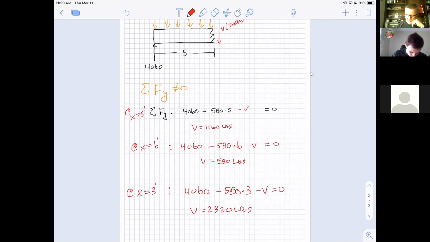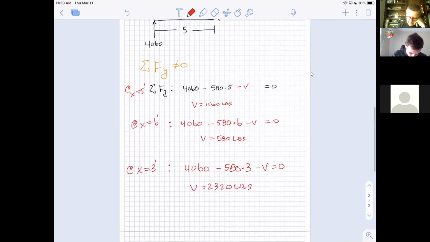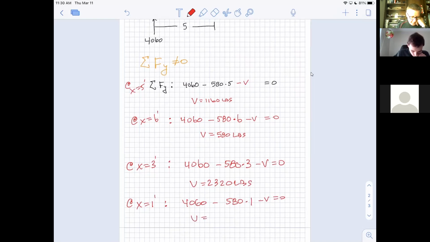Well, notice it seems that the closer we get, the larger it gets. Like if x equals 1 foot, I wonder what happens. 4,060 minus 580 times 1 minus V equals 0. Whoa, we're going to get a really huge number for this. 3,480 pounds of shear when that distance is 1 foot in. Whoa, we're going to have to choose a way larger beam. Are you tracking with me here?